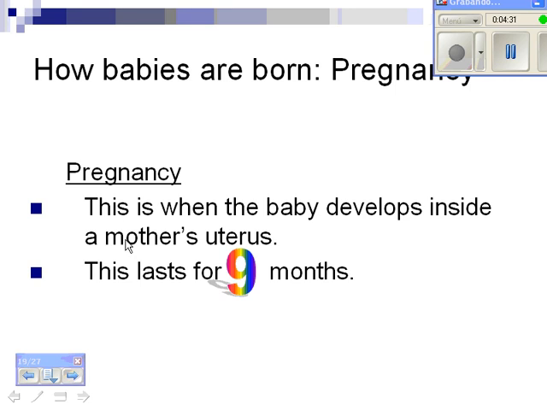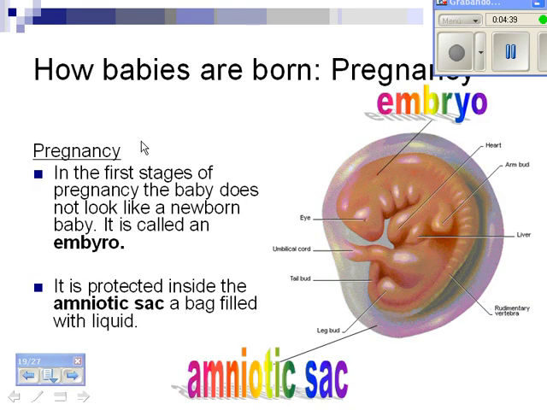Pregnancy. This is when the baby develops inside a mother's uterus. This lasts for 9 months. In the first stages of pregnancy, the baby does not look like a newborn baby. It is called an embryo. It is protected inside the amniotic sac, a bag filled with liquid. So here's the amniotic sac.